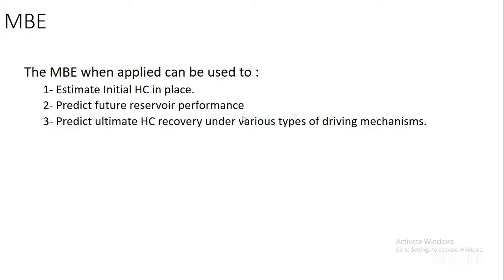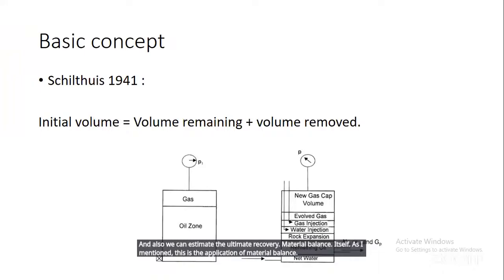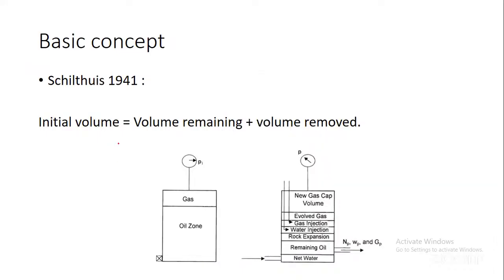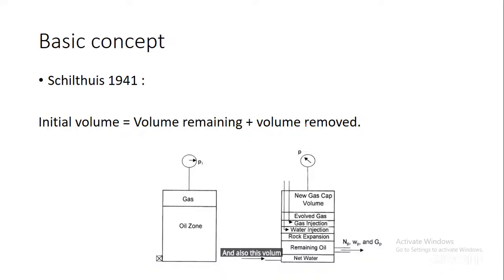As I mentioned, this is the application of material balance. The concept of material balance is simple. If you have a reservoir, the initial volume you have is gas and oil, as you see in the graph. After production you would have a volume remaining of oil and gas, and some of the initial volume has been removed and replaced by other materials or fluids.